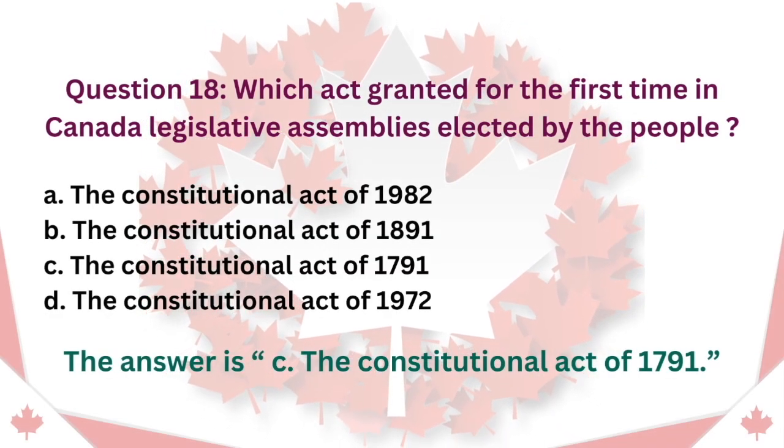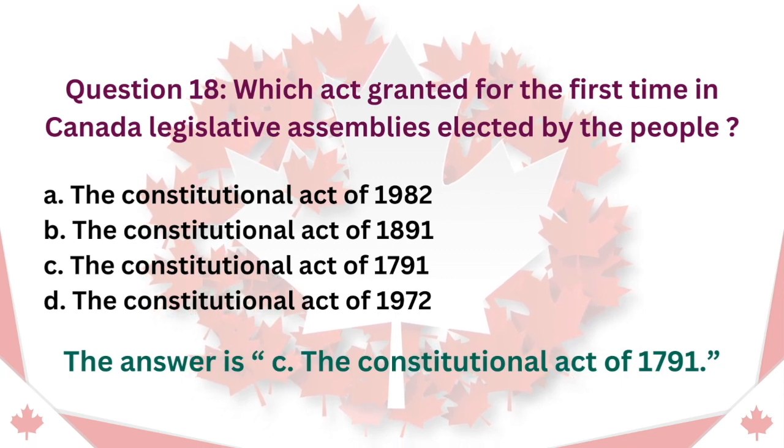Question 18. Which act granted for the first time in Canada legislative assemblies elected by the people? A. The Constitutional Act of 1982. B. The Constitutional Act of 1891. C. The Constitutional Act of 1791. D. The Constitutional Act of 1972. The answer is C. The Constitutional Act of 1791.